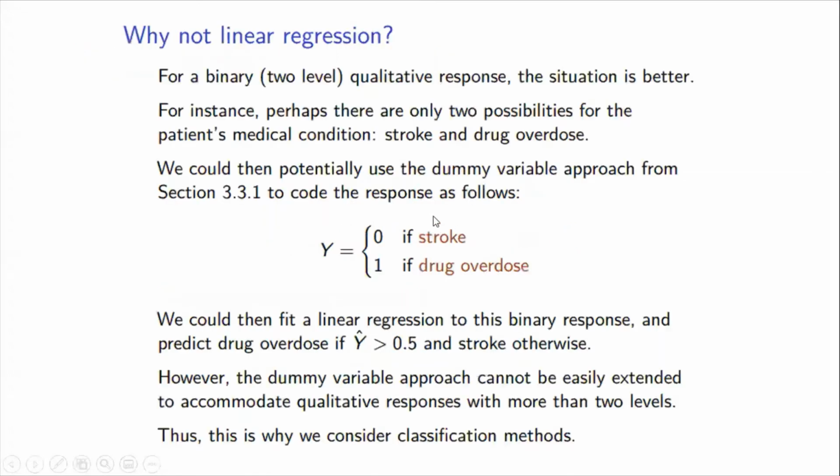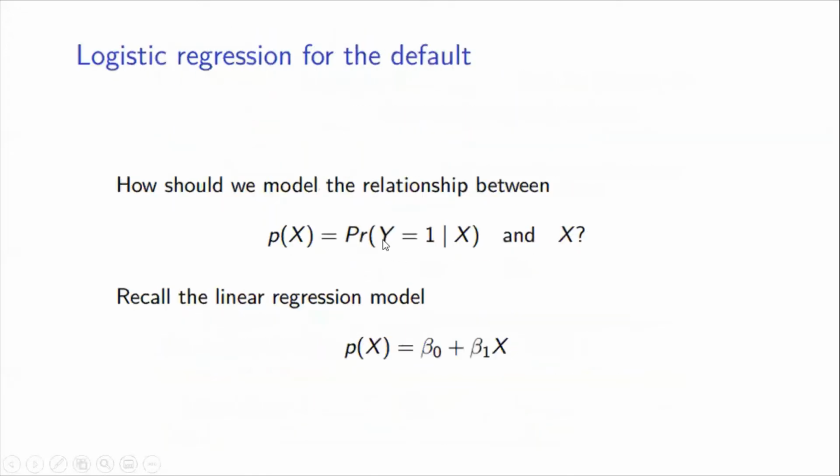In our case here, we have the drug overdose, okay? Which is 1, we gave it 1, okay? So our logistic regression is basically the probability of getting our outcome as a drug overdose given that X is some value, okay?